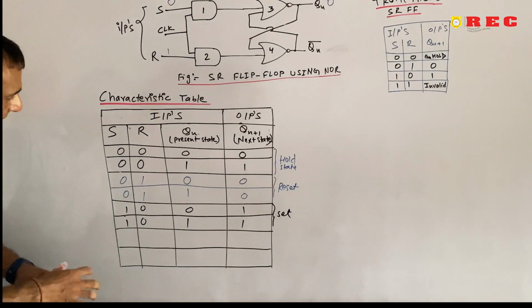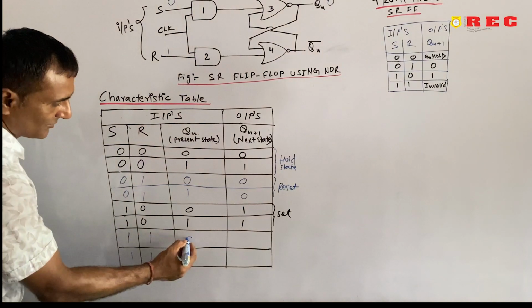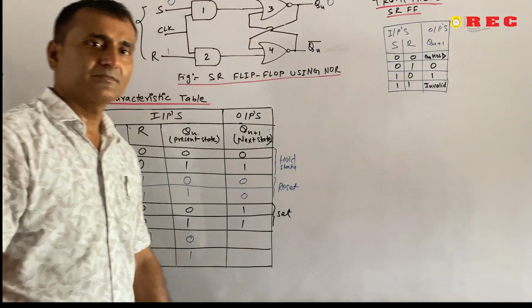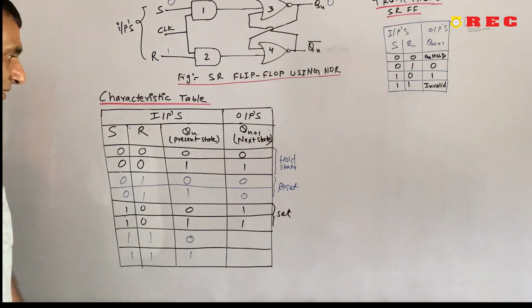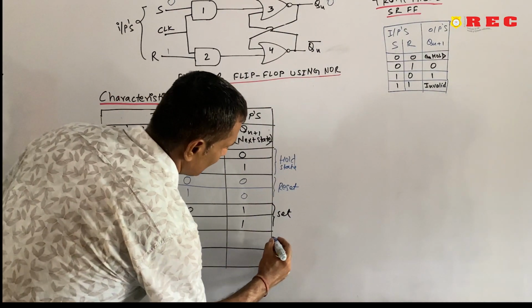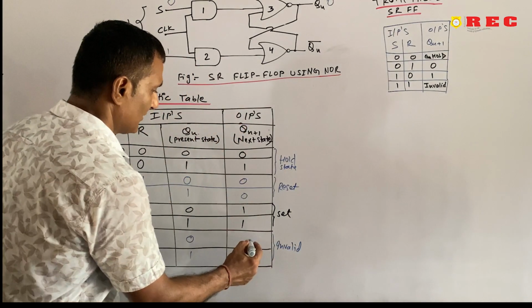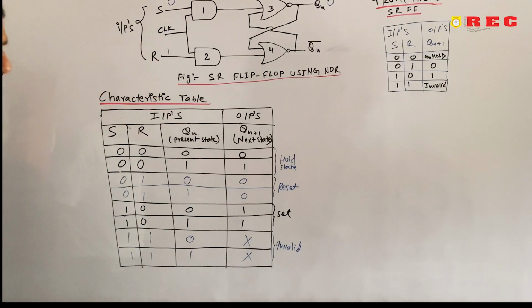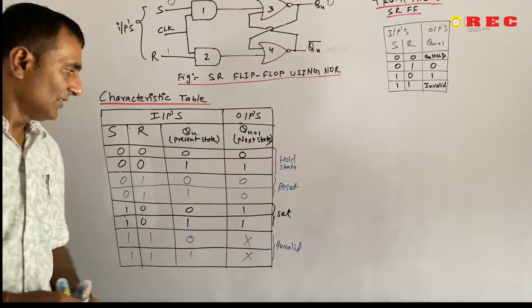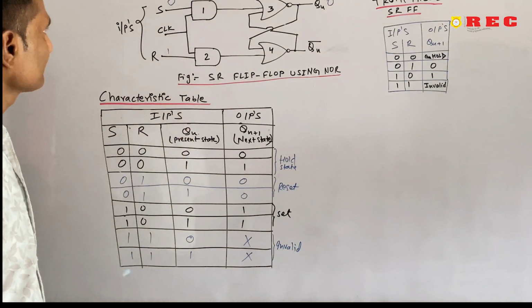Now if S is equal to 1, R is also equal to 1, the condition for 0 and 1, we will see that this is the invalid condition. That means we don't know what will happen. So we should write invalid here, and we will mark it with a cross X, don't care. So this is the characteristics table of the SR flip-flop.